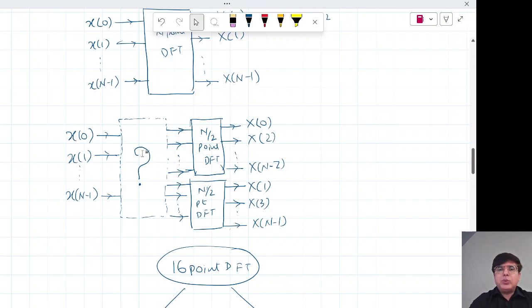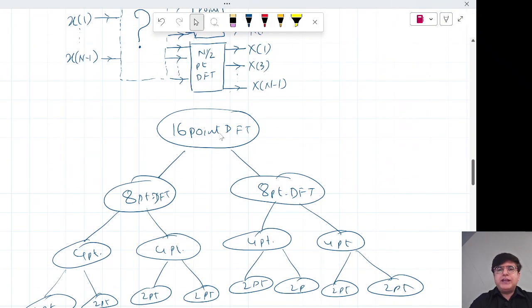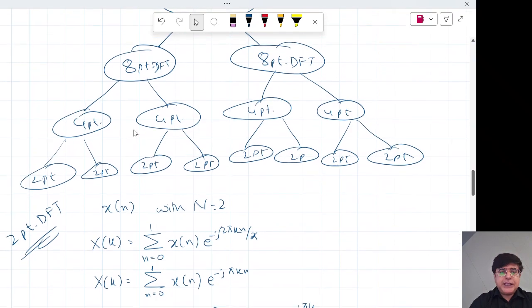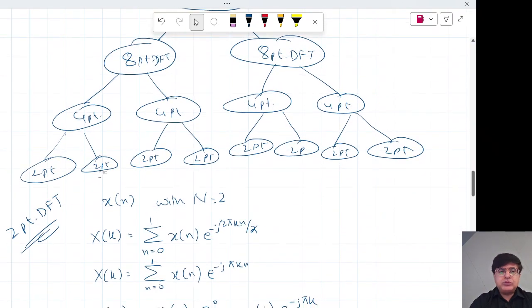And if you can do it once, you can do it multiple times as well. So for instance, if you have a 16-point DFT, you can break it up into two 8-point DFTs, then each one of them you can break up into two 4-point DFTs, and each 4-point DFT you can break up into two 2-point DFTs. Clear?